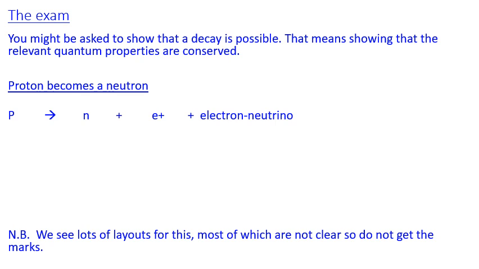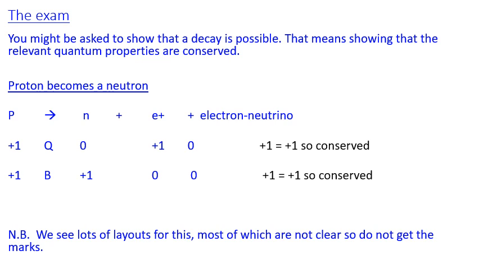Okay, hopefully you're back with us having had a go at this. I can't recommend enough actually trying the questions. So what am I showing the examiner? That the charge before is +1, and that afterwards there are 3 particles, 2 of which have 0 charge and 1 has a charge of +1. So then to the right of that, I'm explicitly stating +1 equals +1, and therefore charge Q is conserved.